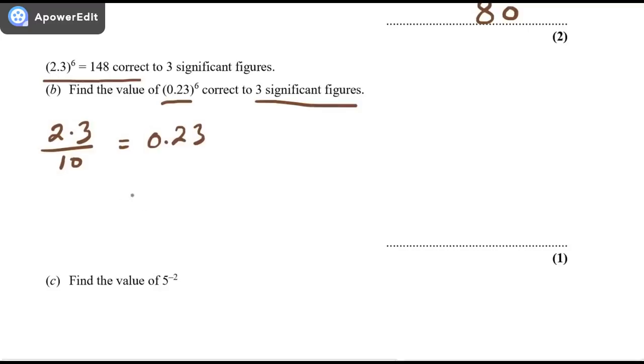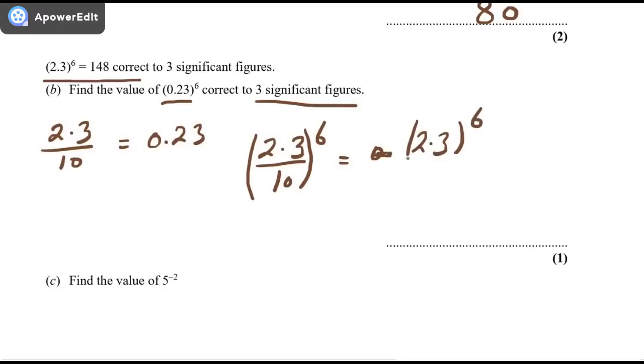Okay, so we can do this one. We know 2.3. I'm going to divide by 10. Then I'm going to write the power of 6 as well, because we're going to find the power of 6. So then this is going to be not 0.23, sorry, we're going to leave this one. So we can separate them. 2.3 to the power 6, then divided by 10 to the power 6. This is the rule of indices as well. You can do it like this.